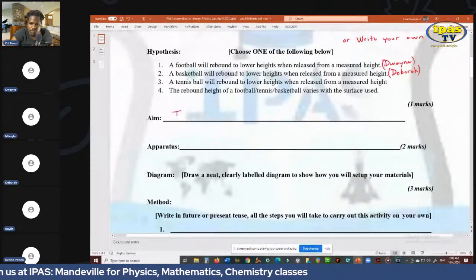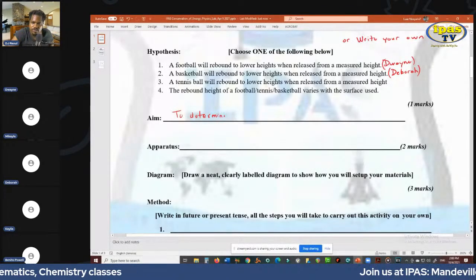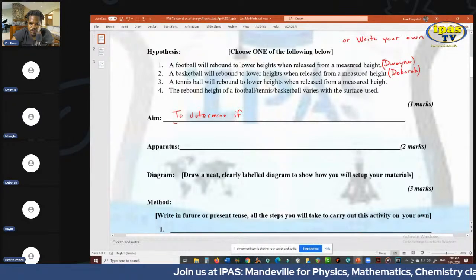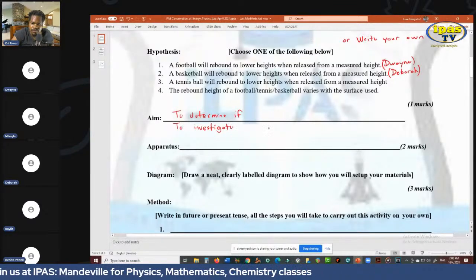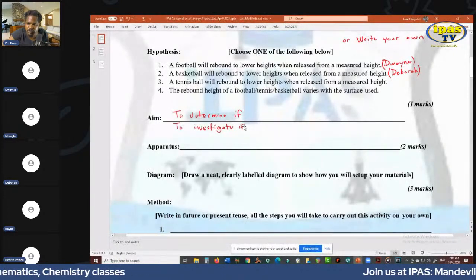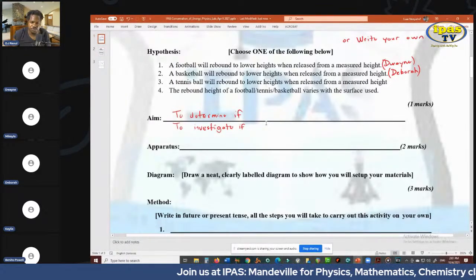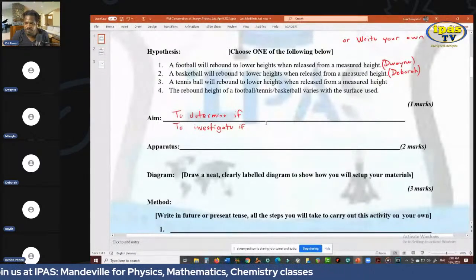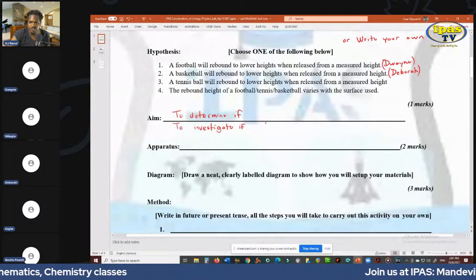So to determine, if, or to investigate. To investigate if these are words that you put before your subject of the hypothesis. All right. So 3 marks possibly here, or is it 3? 2 marks, because you get 1 mark here and you get 1 mark for the aim.